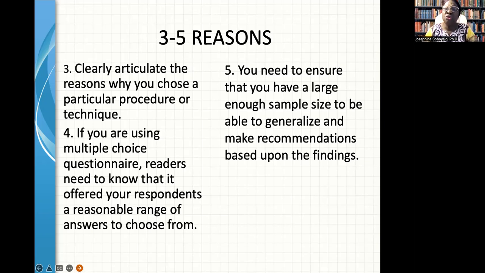Number 5, you need to ensure that you have a large enough sample size to be able to generalize and make recommendations based upon the findings. It depends on the area you are investigating, on the region or wherever. And then the kind of sample size you are going to get for your data must really be reasonable in percentage, so that whatever recommendations you are basing your findings on will have a large range.